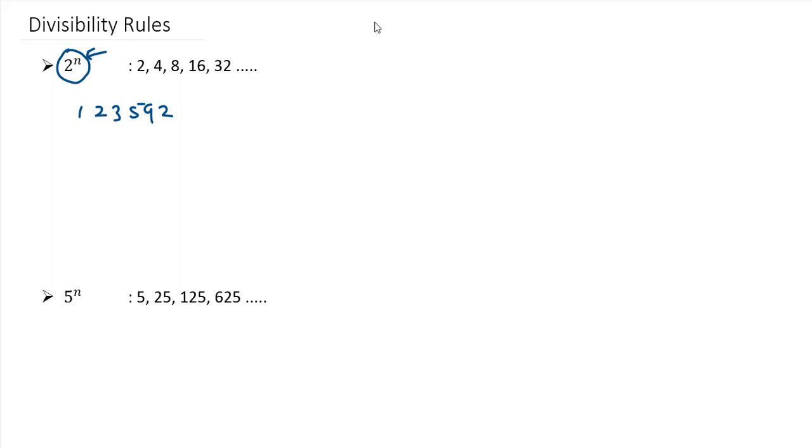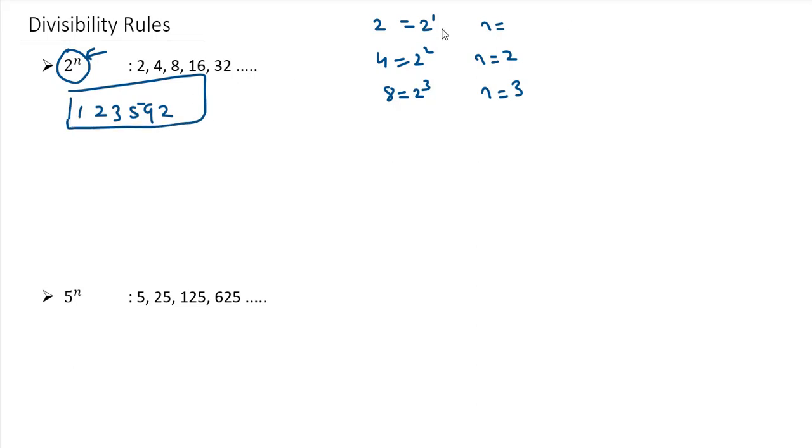In case of 2, which is of the form of 2 raised to 1, the value of n is 1. In case of 4, which is of the form of 2 square, the value of n is 2. In case of 8, which is 2 cube, the value of n is 3, and so on. So if you want to check whether this number is divisible by 2 or not, you will have to check the last one digit. In this case, the last digit is 2.